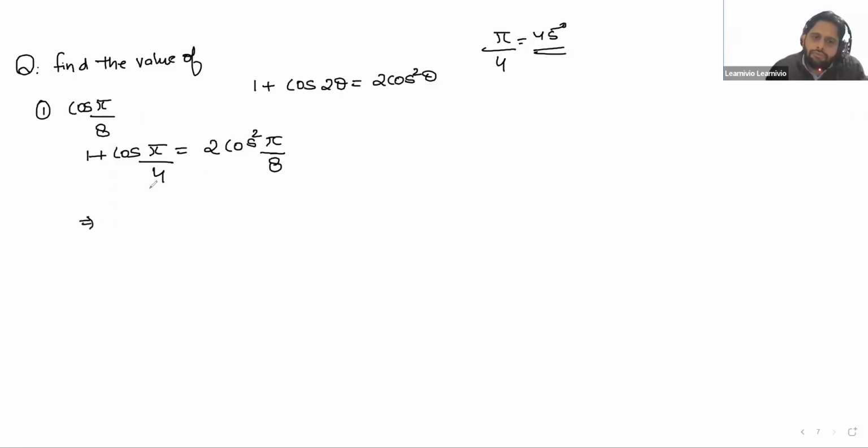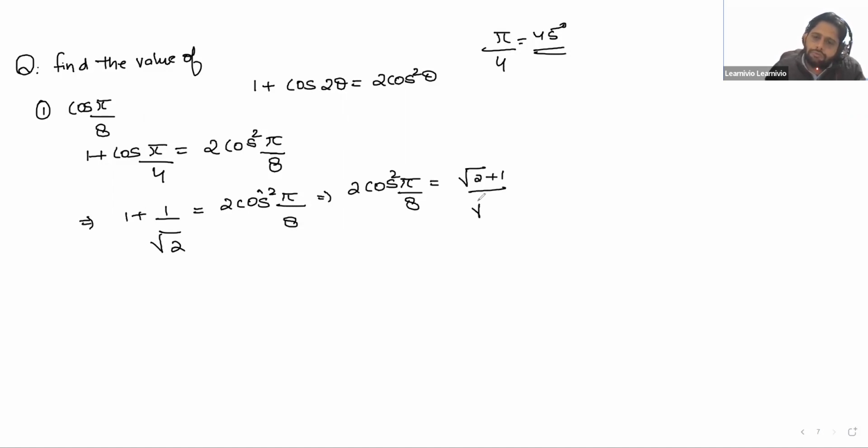Now we need to find the value of this one. Put the value of cos pi by 4, 1 by root 2. So 1 plus 1 by root 2 is equal to 2 cos square pi by 8. Take the LCM, you get root 2 plus 1 by root 2. Shift this 2 over here, so you get cos square pi by 8 is equal to root 2 plus 1 by 2 root 2.